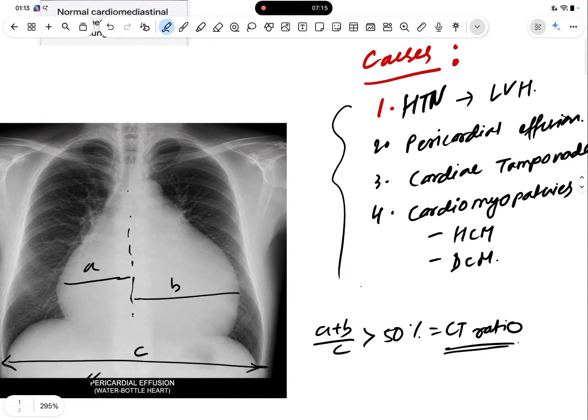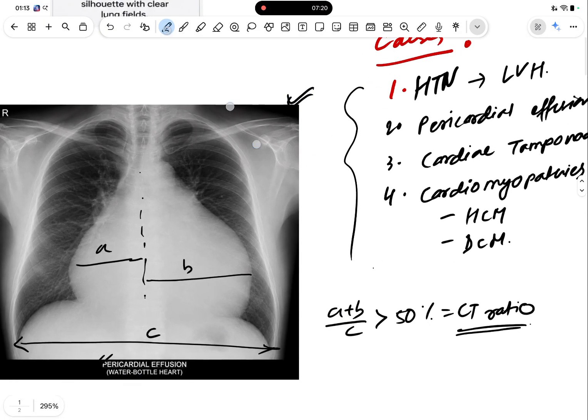This is a clear-cut cardiomegaly, and the shape is, see, the shape is a water bottle heart, right? It looks like a bottle of water, water bottle heart. So it is an example of pericardial effusion.